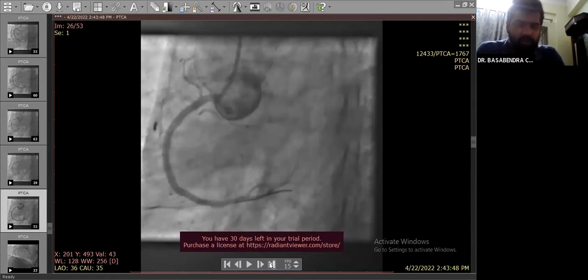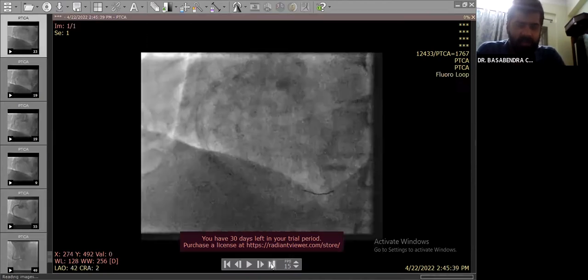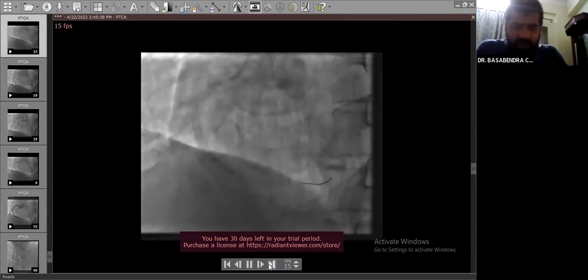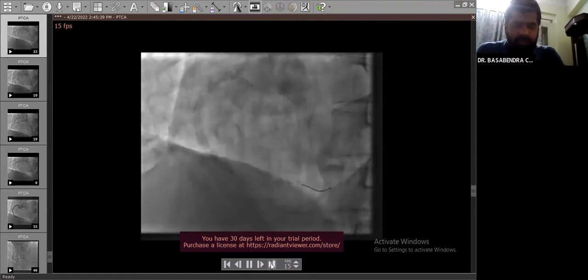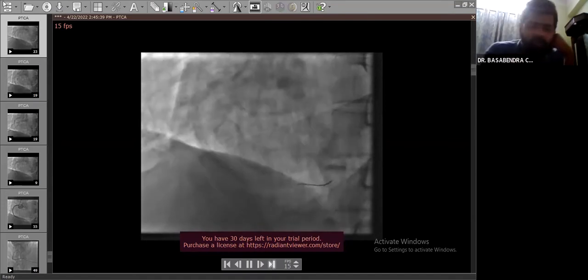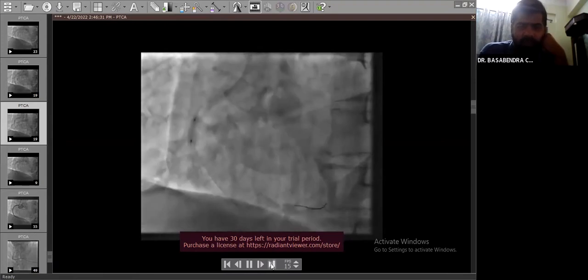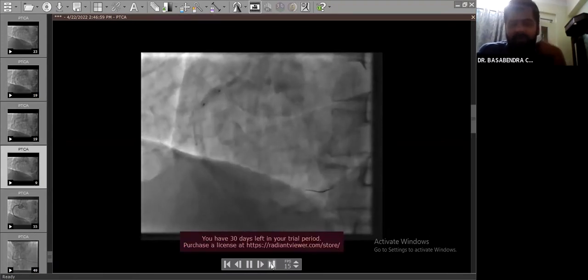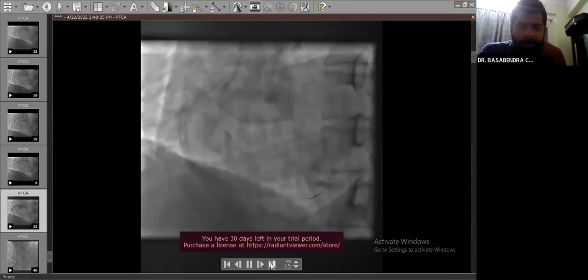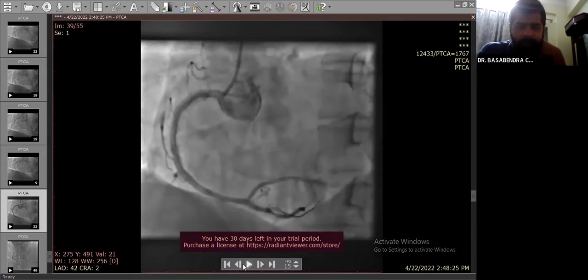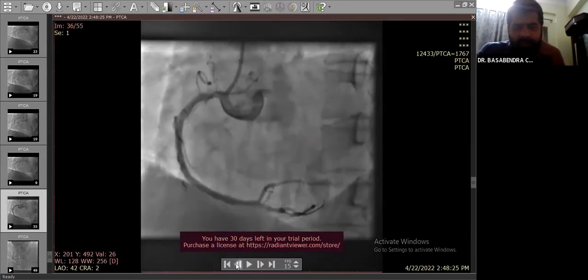Obviously, with two long stents being deployed in such a calcific artery, we had to go ahead with post dilatation. In the distal vessel, we used a 3x12 NC balloon. In the proximal vessel, a 3.5x12 NC balloon was used. After post dilatation, this was the result.